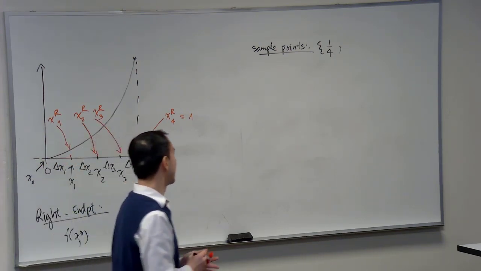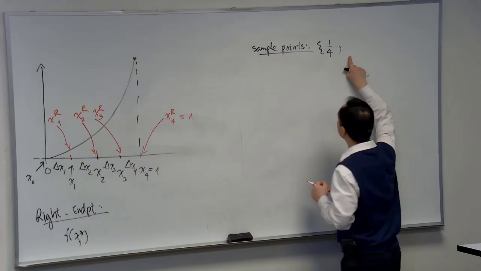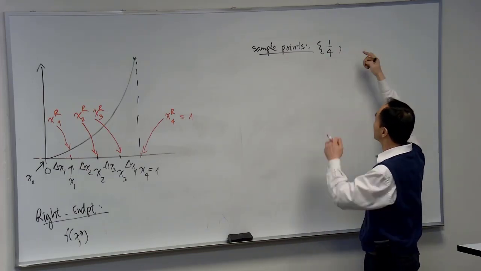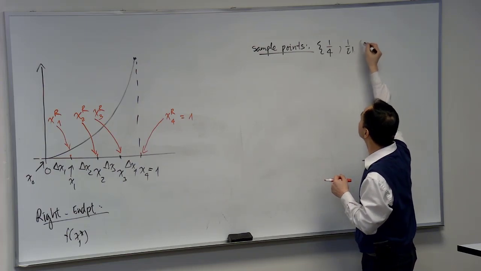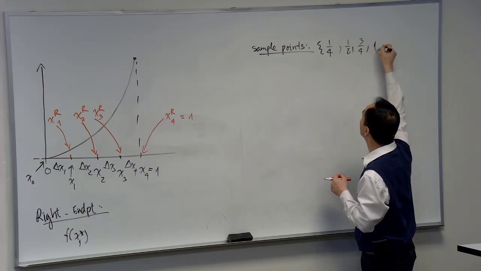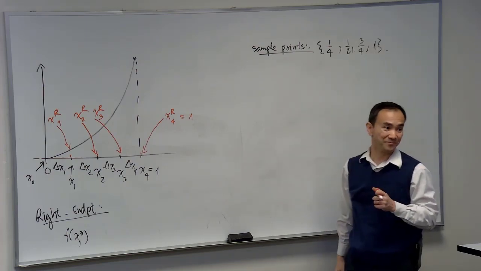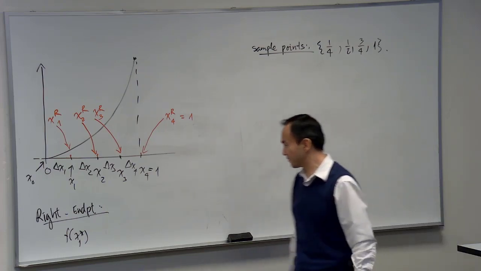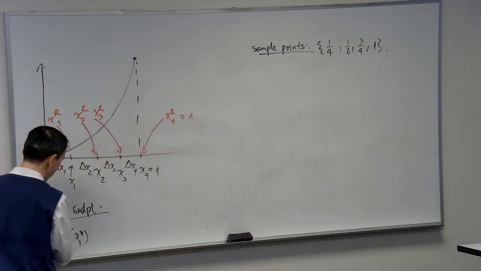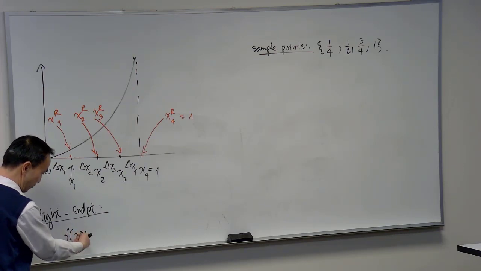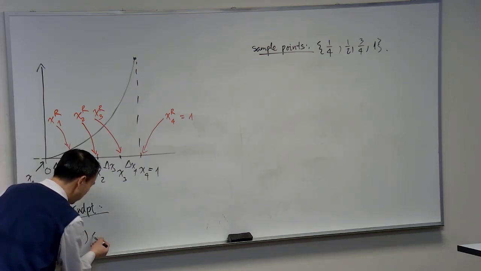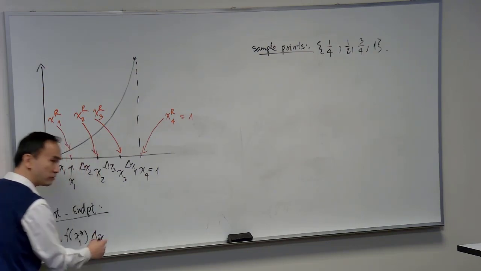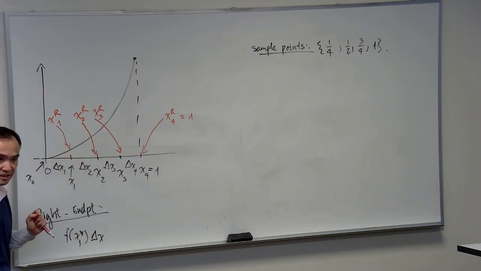And so if we're breaking it down specifically for this interval, then the right endpoints are going to be 1/4 being the first one, then 1/2, and then 3/4, and what's the last one? 1. You guys following? Now for the right endpoints, as a sample point, I'm going to evaluate the sample point into the function and multiply by the width delta x that we have already previously calculated.